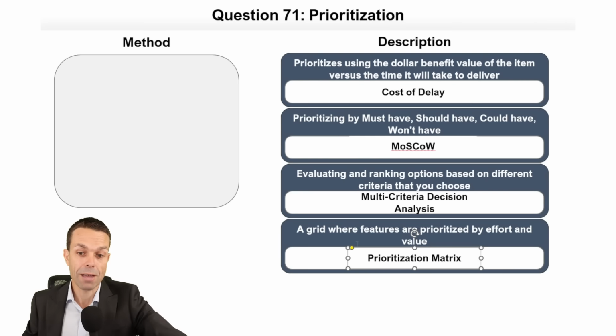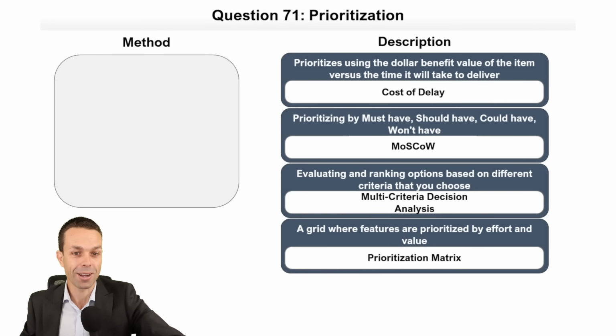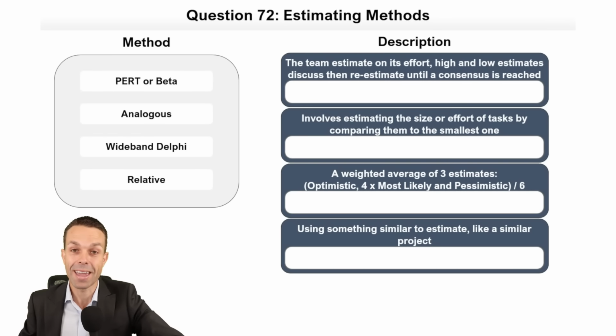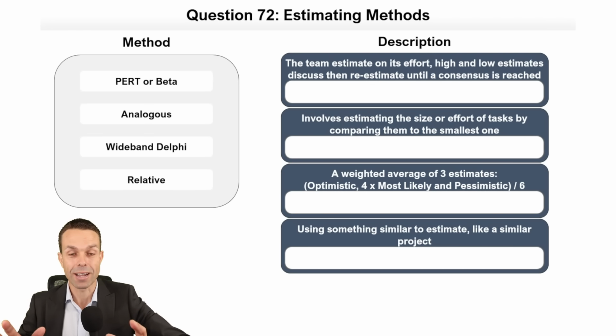And prioritizing by effort and value, that's going to be our prioritization matrix. Okay, let's quickly check. That seems to be correct. How did you guys go with that one? A good way to start us off. Estimating methods. Great. So we're prioritizing, we're estimating, all very important things to do.